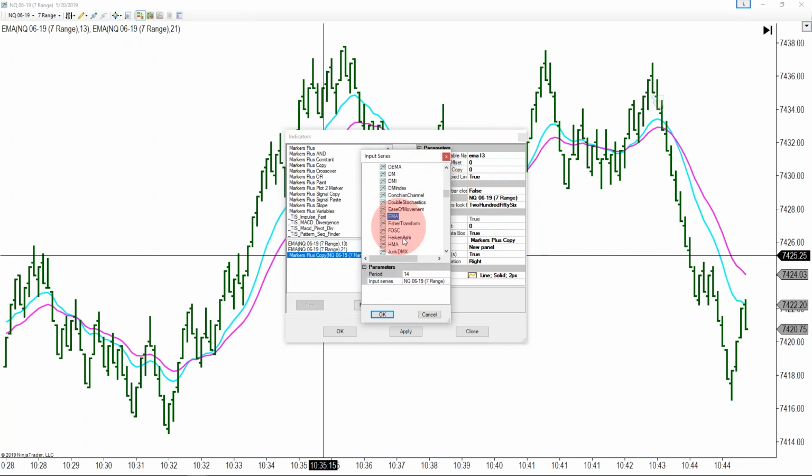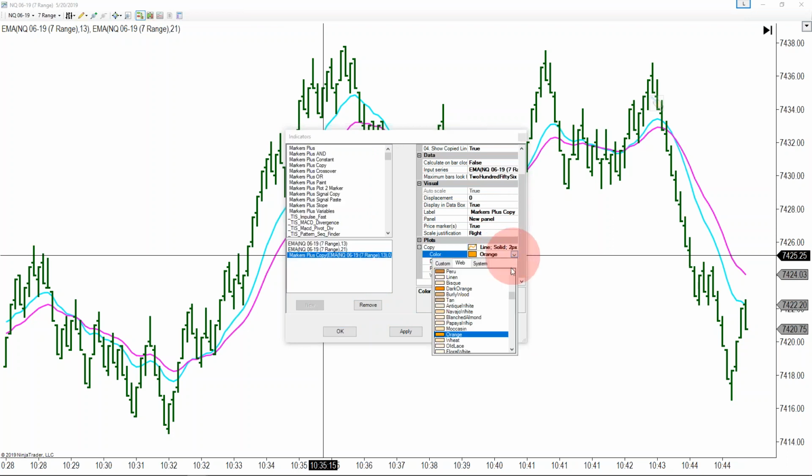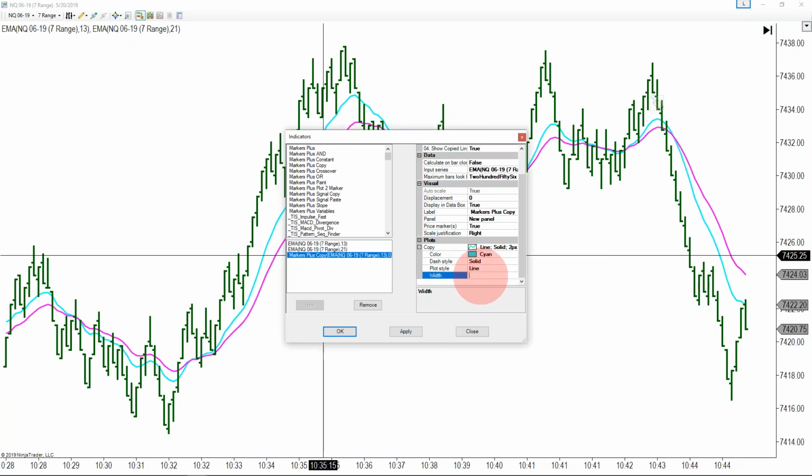So I'm going to highlight EMA. I want to copy a 13 EMA. So I'm going to click on that, click OK. I'm going to go ahead and change the color to cyan, which is what we did with the EMA that we made. And I'm going to change the width to 3.